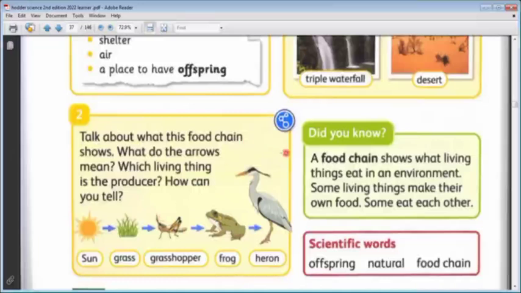Okay? And we call this whole model, the sun with the grass, the grasshopper, frog, heron, all of these, a food chain. Okay, Saba? So a food chain shows what living things eat in an environment. It shows us what the food of the living things in the environment is. Some living things make their own food, like plants, like the grass. Others eat each other, like these three living things. They eat each other. Okay?